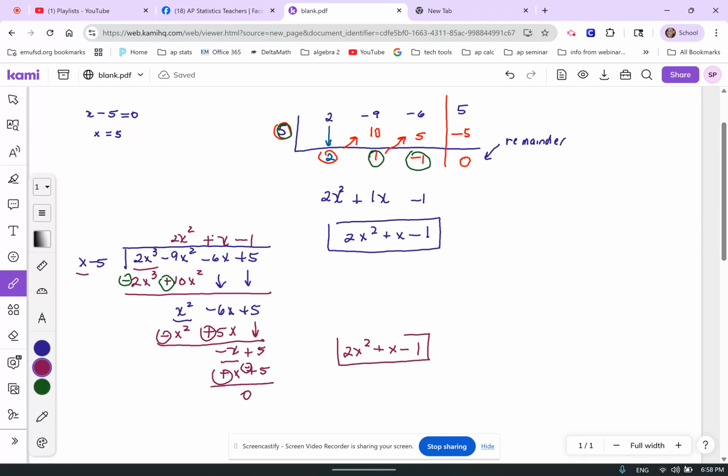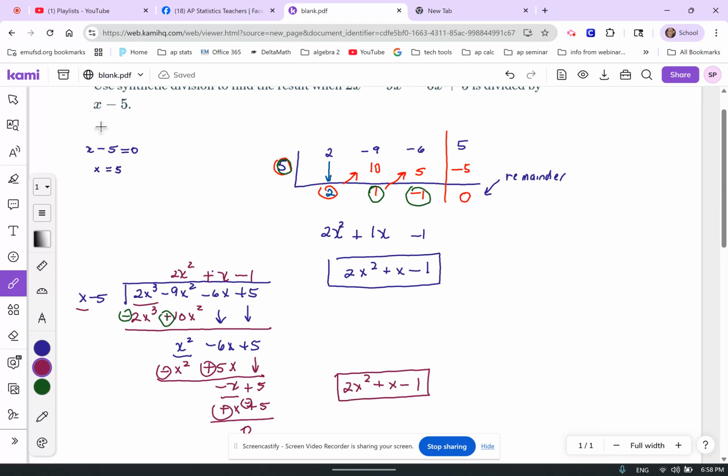Now there's a lot less writing with synthetic division, so a lot of students like this, but you can't always use synthetic division. Synthetic division only works when the divisor is a binomial, and it has to be a binomial in the form of x minus a or x plus a. So synthetic division is like short division, but it only works when your divisor is in the form of x minus a or x plus a.